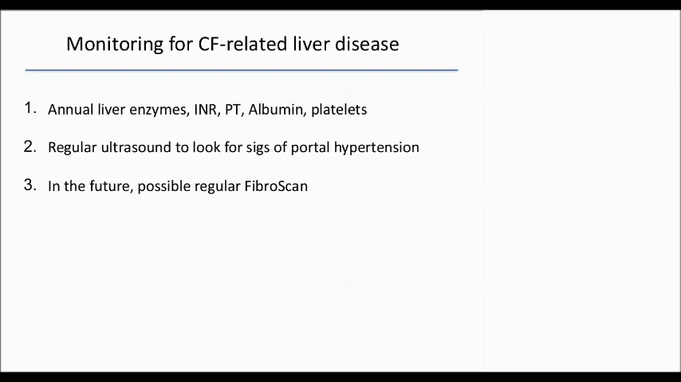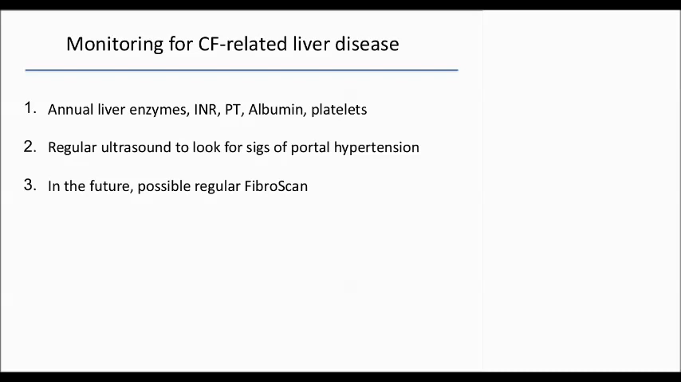So for monitoring a patient with CF-related liver disease, but like I said, also adult patients where we do not know if they may later on develop liver disease, maybe non-cirrhotic portal hypertension, I would recommend doing annual liver enzymes, which I think we all do already, but also an INR, PTT, albumin, and also look at the platelets. Platelets may not be low, out of normal range, but in some patients who later get diagnosed with CF liver disease, you see already the drop over the preceding years.